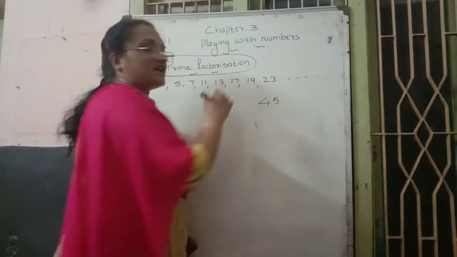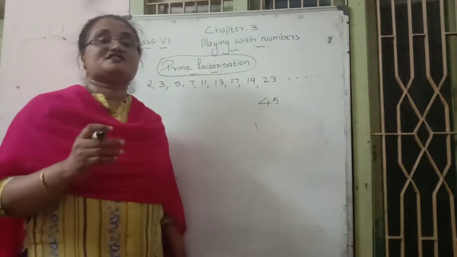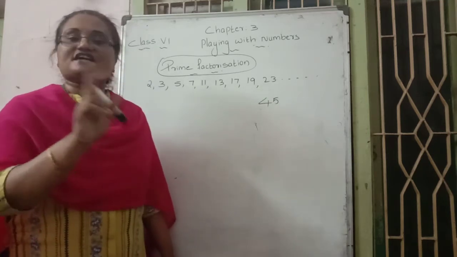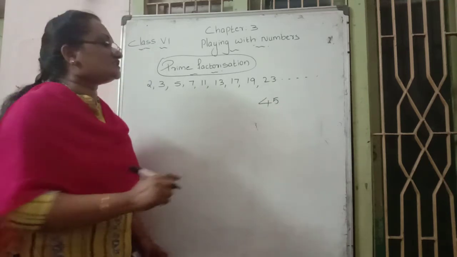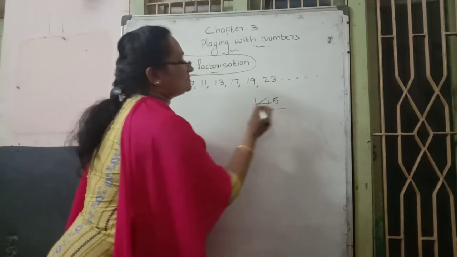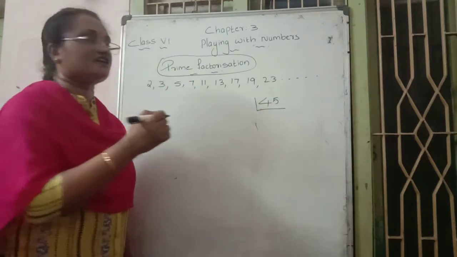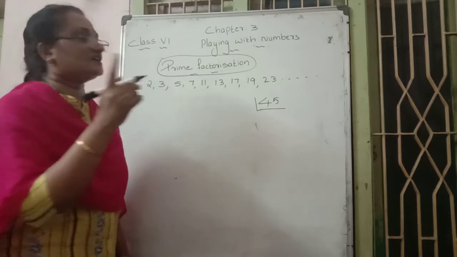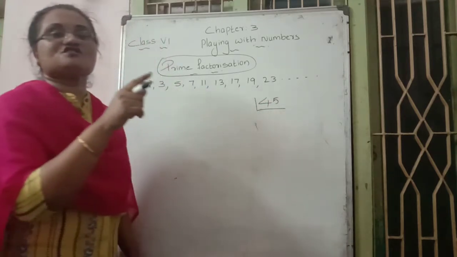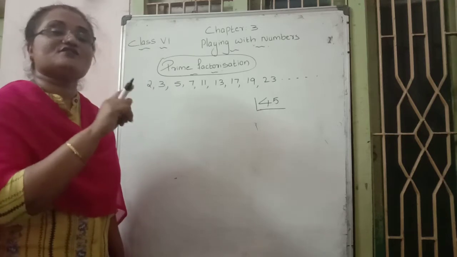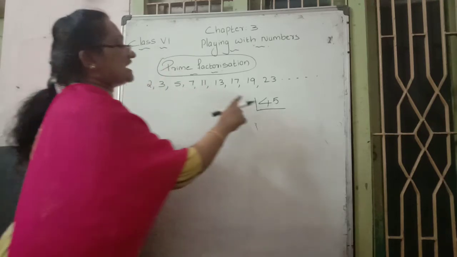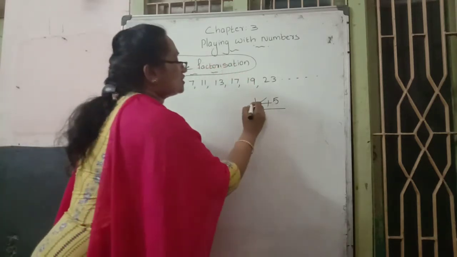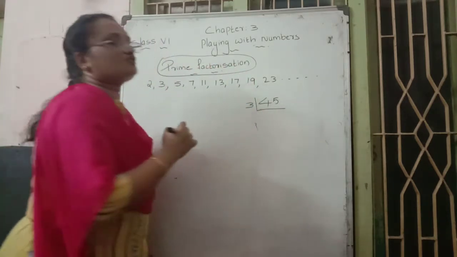45, we want its prime factorization. 45 means 5 into 9, but 9 is not a prime number. So how do we do it? See, we use only prime numbers and divide. First, 5: we learned the divisibility test. It is possible to divide by 5, or adding 4 plus 5 comes to 9, so 3 also works. First use the prime number 3 to divide.